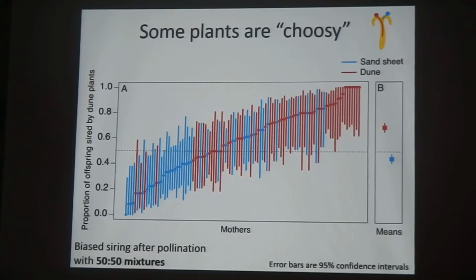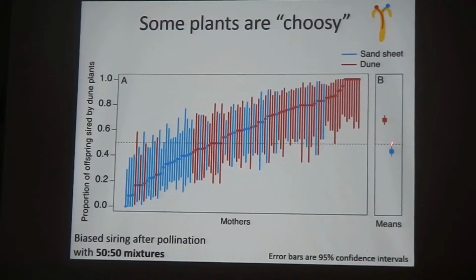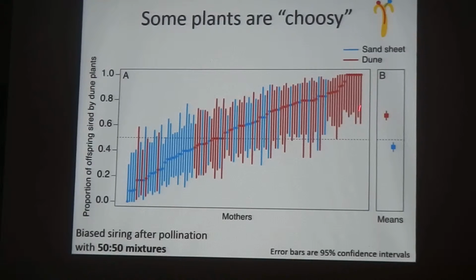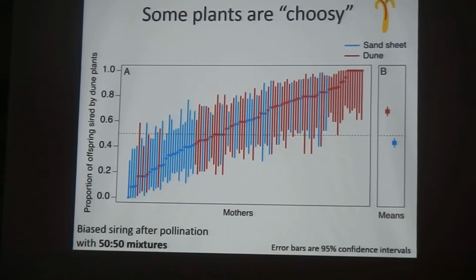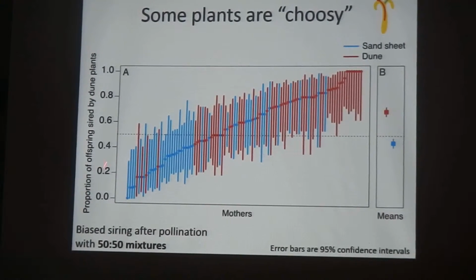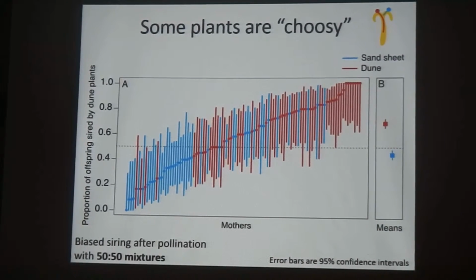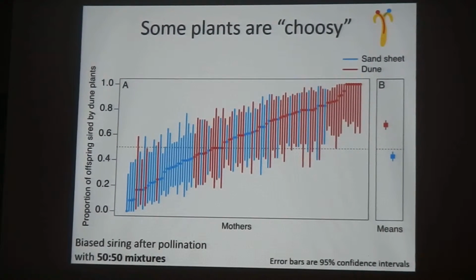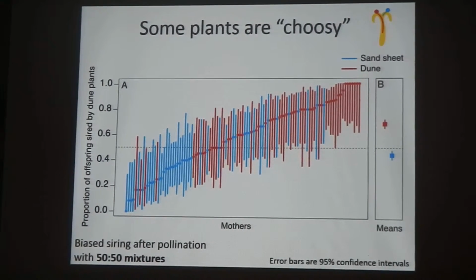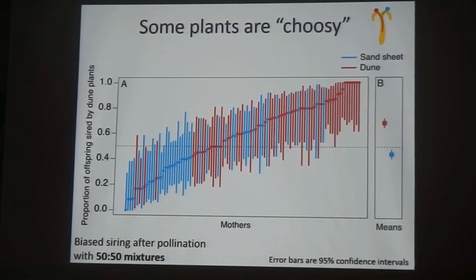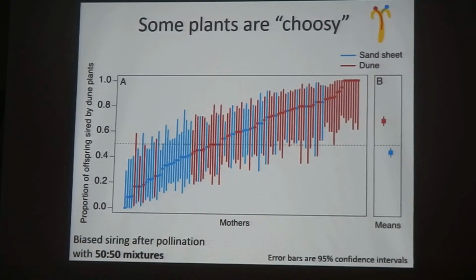dune plants. So anything that has a line that doesn't overlap this 50% line here, those are plants that are significantly biased towards siring seeds with dune fathers, and anything that is below here, those are plants that are significantly biased towards seeds that are sired by sand sheet fathers. And you can see that overall, dune moms prefer dune dads, and sand sheet moms prefer sand sheet dads, but there's a lot of variation in whether or not siring is actually biased, or what we're calling choosy in this case.